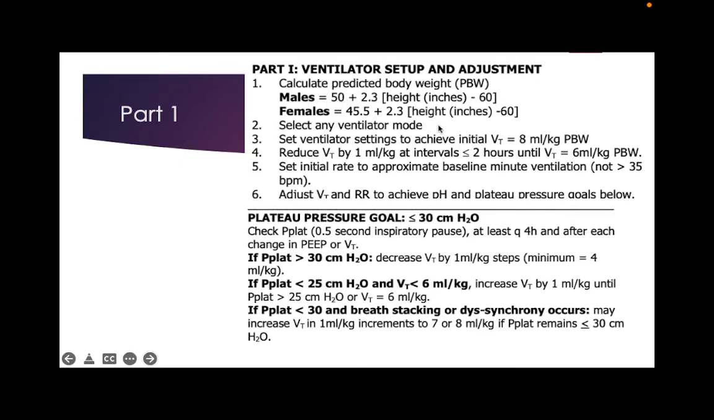Then notice it says select any ventilator mode. It doesn't really care. Again, in AC mode, and set the settings to achieve, this is where it gets weird, and I skip this step. It says go to 8 mils per kilo, and then turn it down by 1 mil per kilo at intervals less than 2 hours until 6 mils per kilo. Skip that step. Just go to 6 mils per kilo, okay? There is a little bit of theory behind it, but it's confusing. So start at 6 mils per kilo. And then you're going to adjust your tidal volume and rate to achieve pH and plateau pressure goals below.